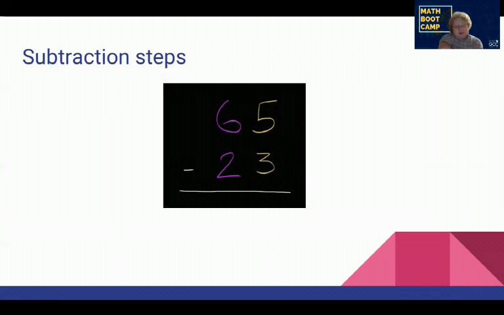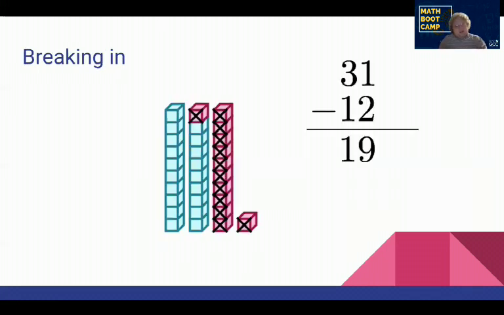Now, there are other ways to visualize this. When the numbers get bigger, it gets a bit more challenging. We're going to have to break in, so to speak. Let's do 31 minus 12. If we try to line it up and set it up like normal, we realize, oh shoot, we can't do 1 take away 2 things. So we're going to have to try to visualize this in a way.